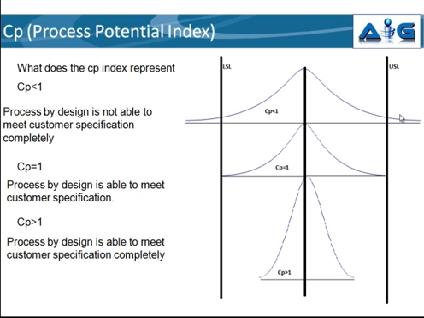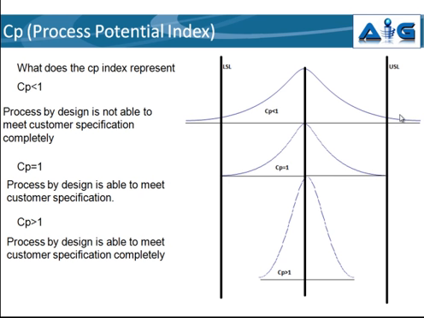So what is the conclusion? Whenever CP of your process is less than 1, your process by design is not able to meet its customer specification. That means even if your process works at its 100%, it will not be able to meet the customer's expectation completely. It will only be able to meet the customer's expectation partially. There will be defects in this process.